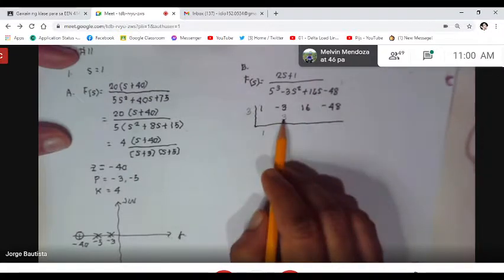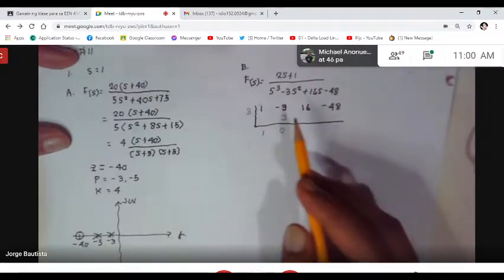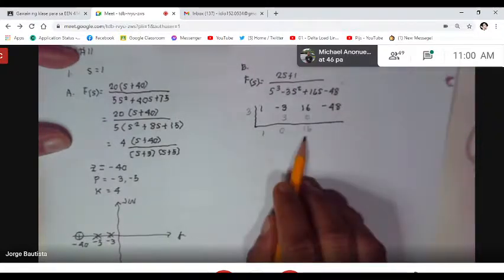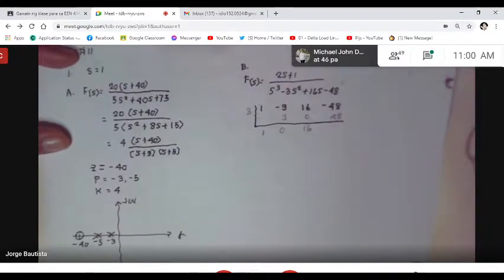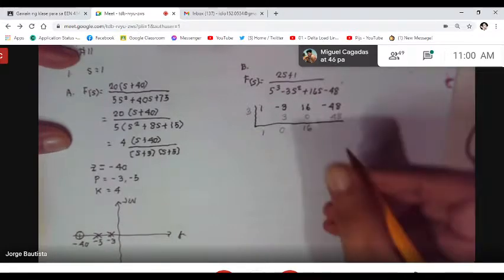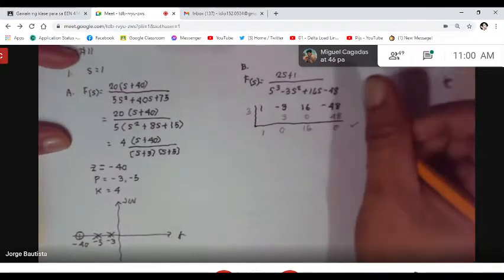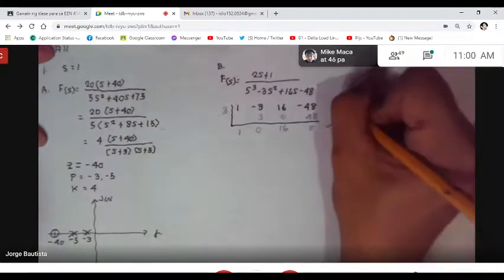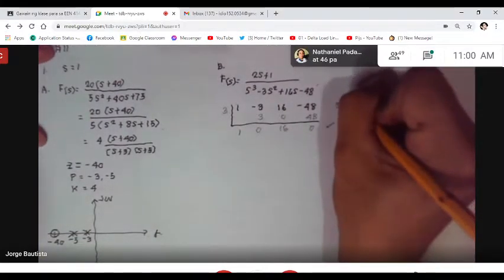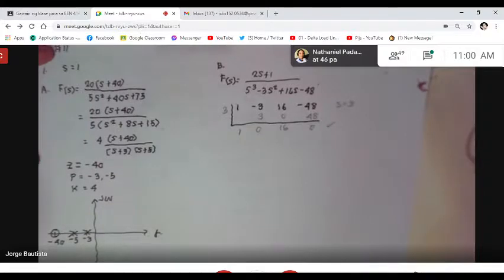0 times 3, 0. Bring down 16. 16 times 3, 48. Check kung tama. 16 times 3, 48. So, 0. So, ibig sabihin, ang isang root natin ay 3. So, isang root ay s equal to 3.